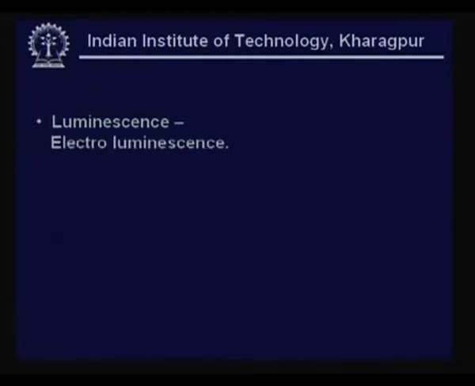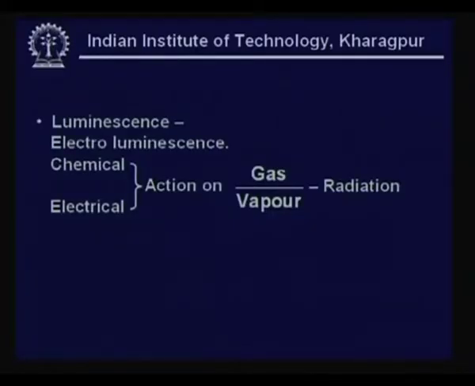The second physical process that may be used is luminescence, and this is also called electroluminescence. Why is it called electroluminescence? It is because this is a form of discharge obtained by the passage of electric current, and the discharge is of a particular radiation. Put in other words, this is a chemical or electrical action on a gas or a vapor leading to light radiation.